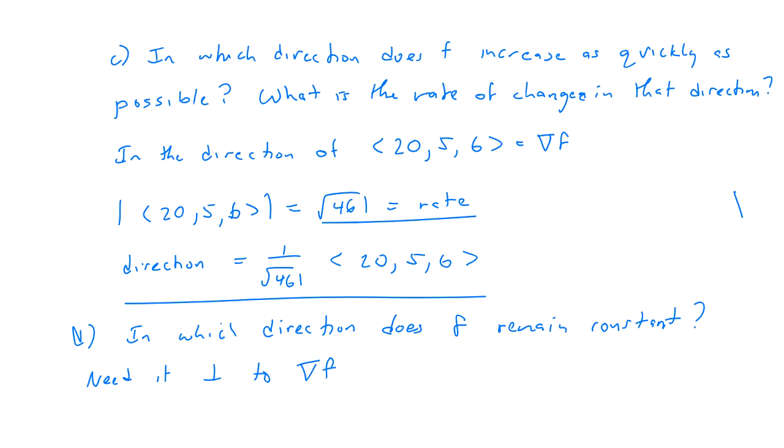And that means I need a vector whose dot product with the gradient is 0. And there are lots of ways of doing that. So for example, I could just make one of the terms 0. So I'm going to do that. And then what can I put in for the other two numbers?